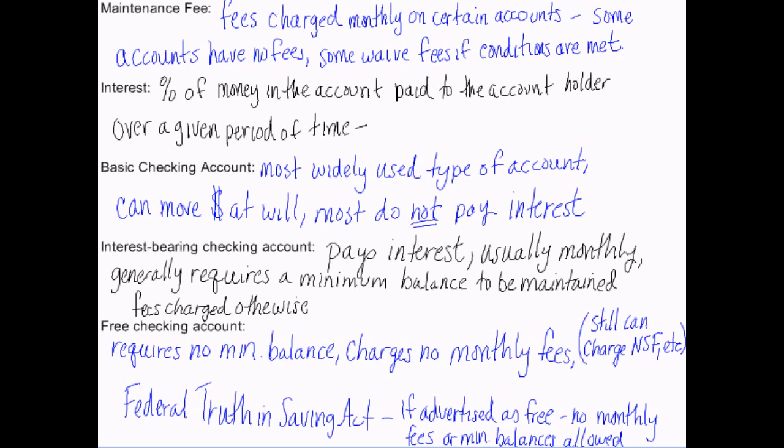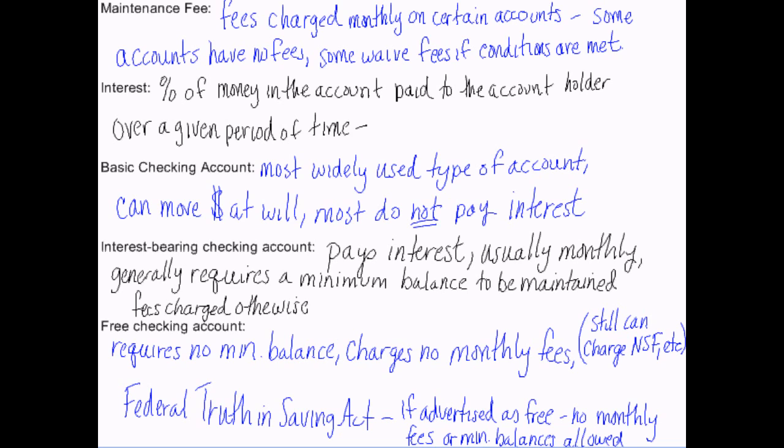Your basic checking account, this is what most people have. It's no frills, no interest, no limits on the number of transactions you can have. You can write as many checks as you want as long as there's money still in the account. You transfer money in and out, no problems, but you're not going to get interest. Some of the basic checking accounts are free and some have minimum or monthly maintenance fees.